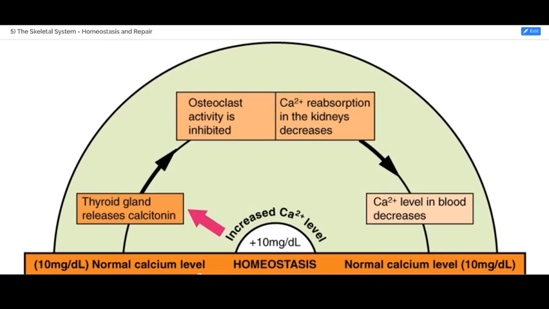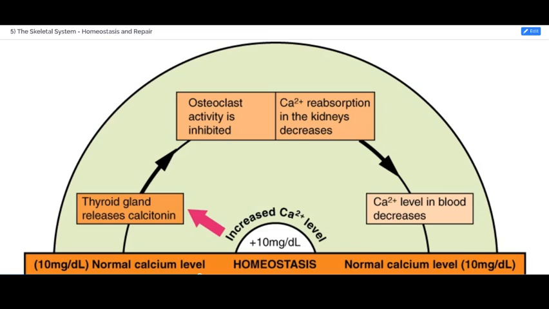Normal calcium levels are around 10 milligrams per deciliter in the blood. When the levels go above that, that stimulates part of the thyroid gland to release a hormone called calcitonin. And the name of that hormone, calcitonin, actually points out that it's important for calcium concentration. Now, the cells that make calcitonin are called the parafollicular cells of the thyroid gland.